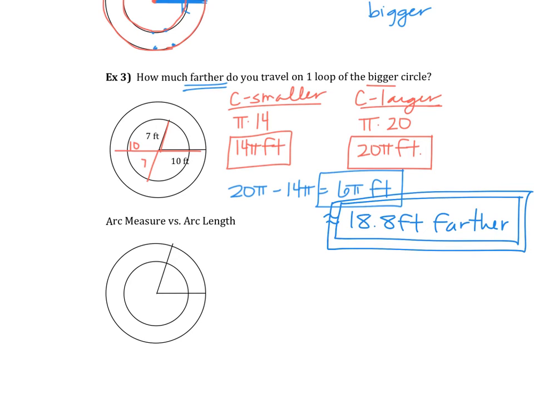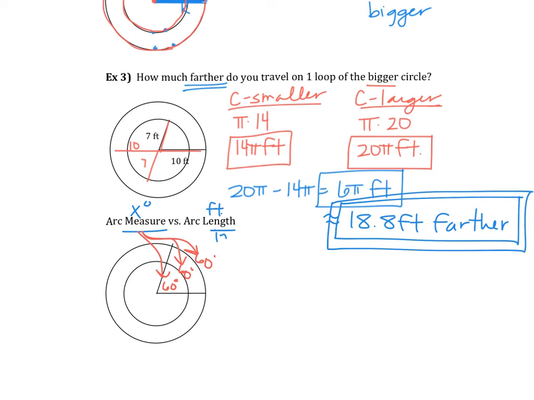Next thing we're going to talk about is arc measure versus arc length. Okay? When we talk measure, we're talking degrees, so some number of degrees. When we talk length, we're talking like feet or inches, some unit of measurement like that. So here's what I want you to see. In these two circles, they both have a central angle of 60. Well, a central angle is always equal to its arc. So if that's 60, then this arc is 60 and this arc is 60. So they're all 60 degrees, right? That's their measure, 60 degrees.